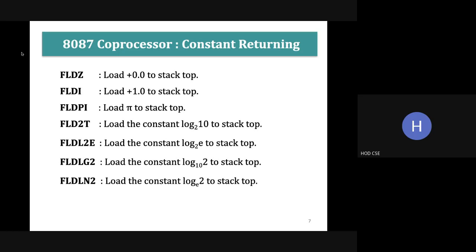Then FLDL2E is used to load the constant value log e to the base 2. And log 2 to the base 10 is loaded by using the instruction FLDLG2, and log 2 to the base e by using this instruction FLDLN2. Okay. So these instructions are not available in the 86 processor.